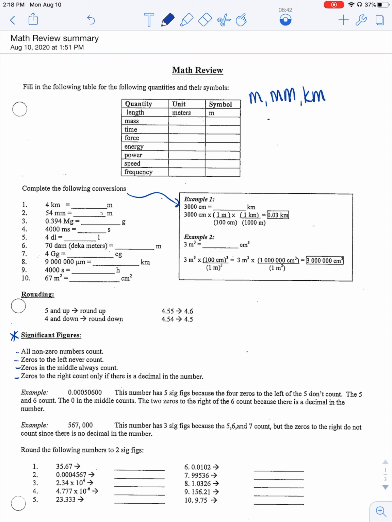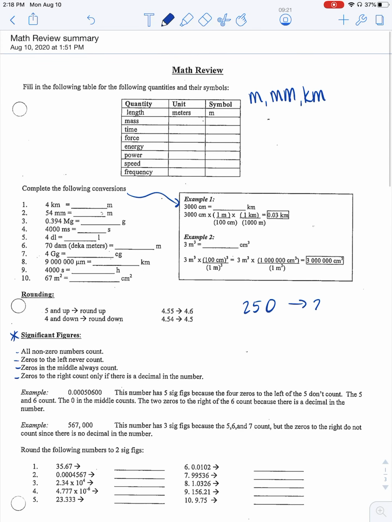Zeros to the right only count if there's a decimal. If you are going to struggle, this is probably the rule that is going to get you. Zeros at the end only count if there is a decimal present, okay? So whole numbers most definitely can end in a 0. But does that ending 0 matter? Well, if it's a whole number and that's it, those ending zeros are not going to count because there is no decimal present.